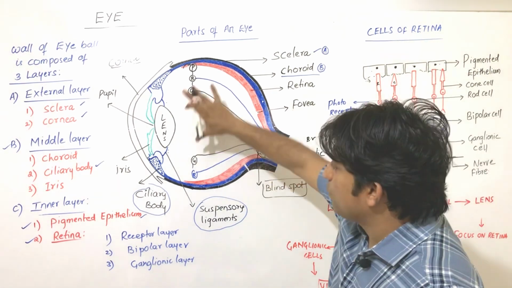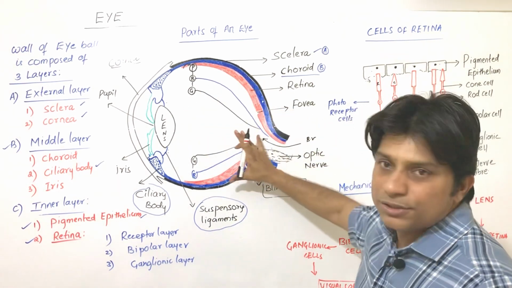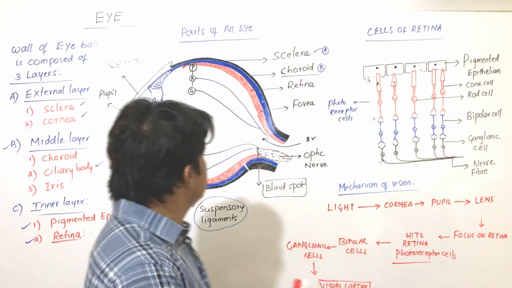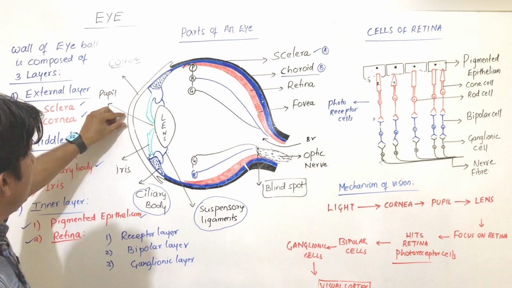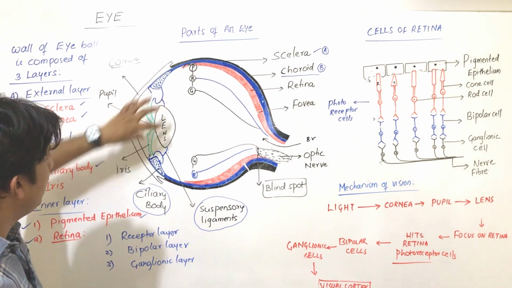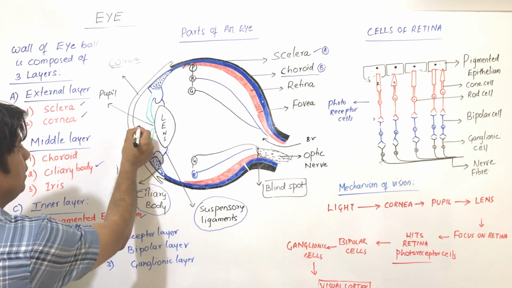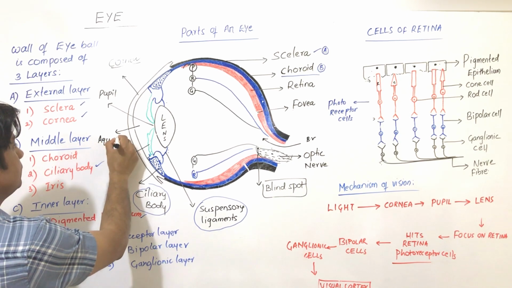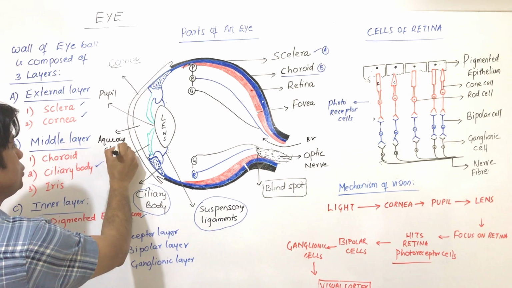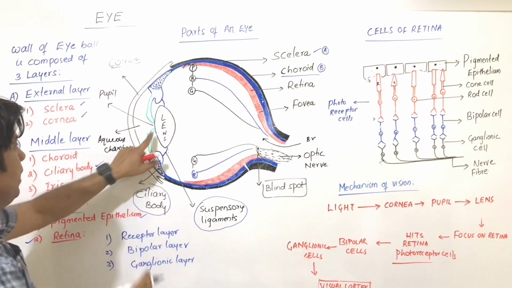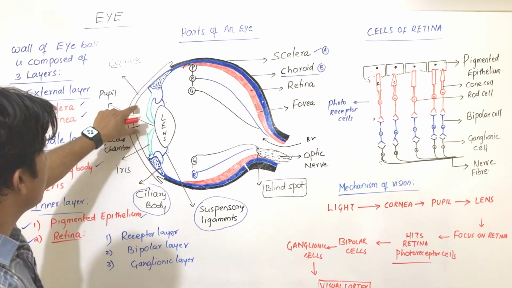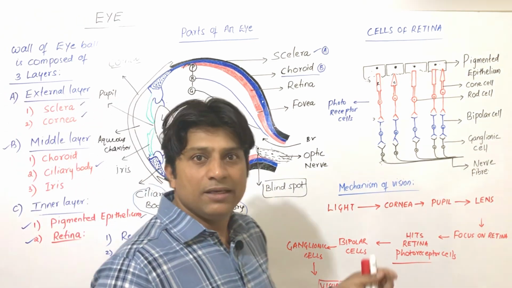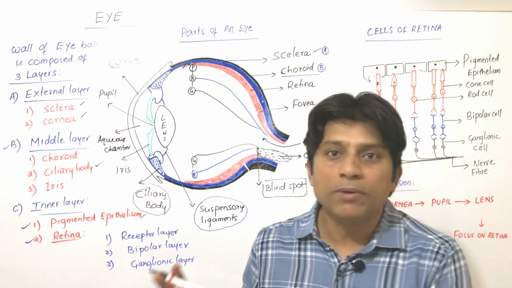So these are the three layers of the innermost layer. Along with this, there are some chambers. The space between the cornea and the lens is called the aqueous chamber. This aqueous chamber is filled with aqueous humor.